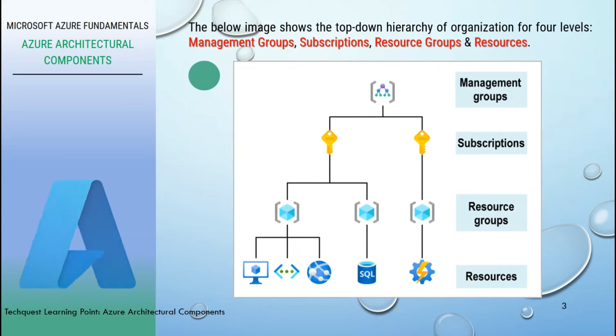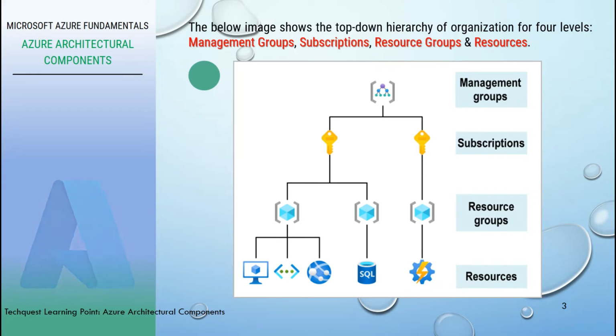Look at the diagram. It shows the top-down hierarchy of organization for the 4 levels: management groups, subscriptions, resource groups, and resources. Resources are instances of services that you create, like virtual machines, storage, or SQL databases. Resource groups: resources are combined into resource groups, which act as a logical container into which Azure resources like web apps, databases, and storage accounts are deployed and managed.